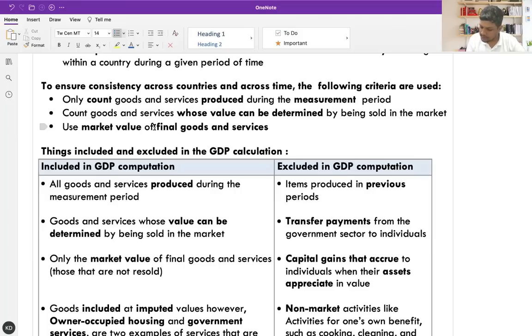Produced during the measurement period, whose value can be determined, and use only market value of final goods and services. These are the three important points. Clear?